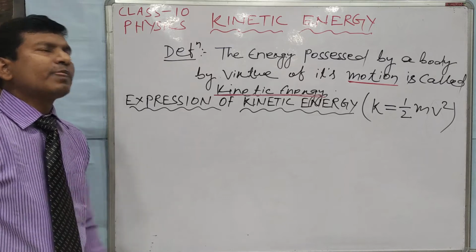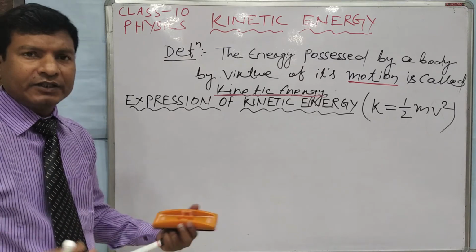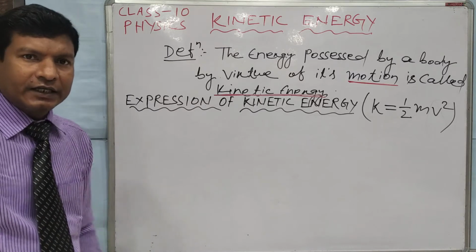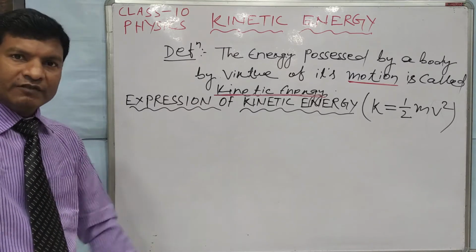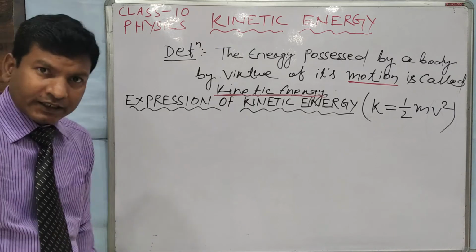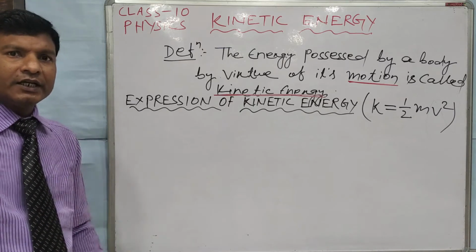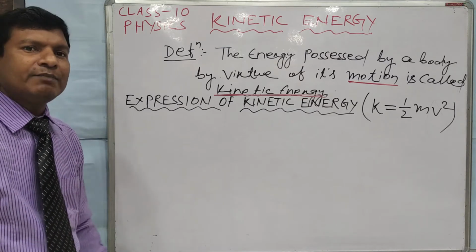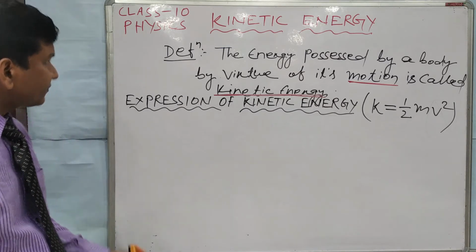Say for example, a fan is rotating, it is having kinetic energy. A freely falling body is having kinetic energy. A cyclist is moving on the road, it is having kinetic energy. A student is running on a road, it is having kinetic energy. So all these are examples of kinetic energy.